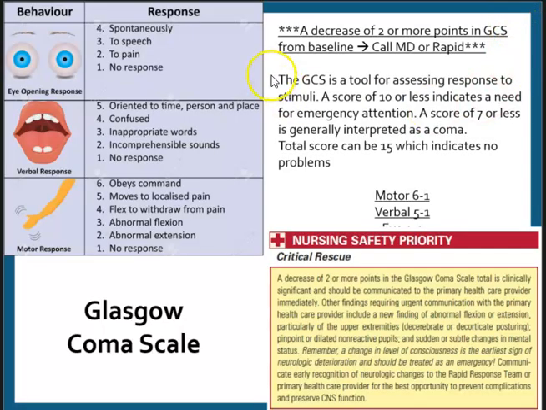Now, key things to remember. Your patient came in, they are 13. They get sent up to maybe observation unit. If that nurse starts to see a decrease of 2 or more points in that scale from that baseline, that nurse better be calling a rapid response. They are deteriorating. How does this happen?